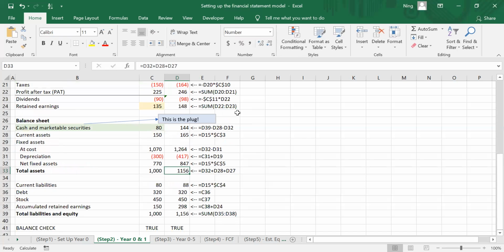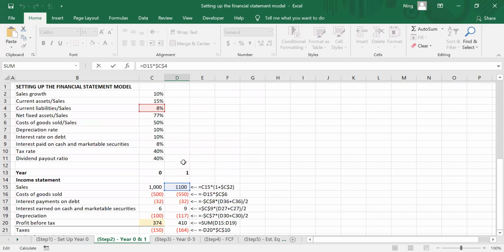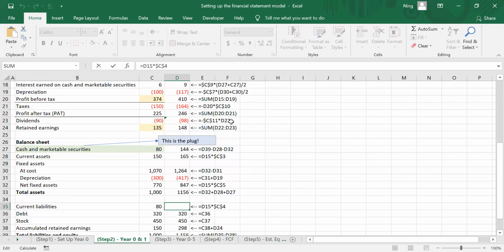Okay, so on the left-hand side of the balance sheet, if you sum up cash, current assets, and net fixed assets, that gives you total assets. On the right-hand side of the balance sheet, current liability is also a relational variable tied to sales. So the forecast for current liability is sales times the model value for current liability as a percentage of sales, which is 8%.